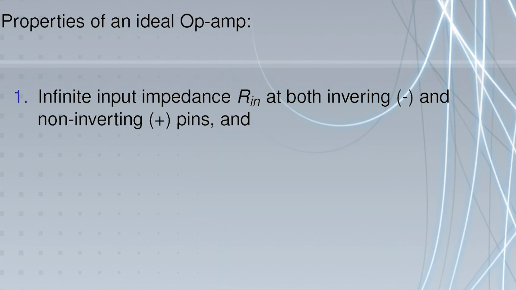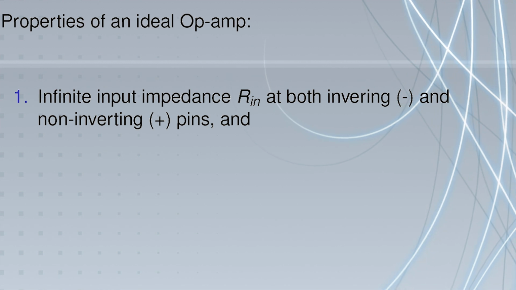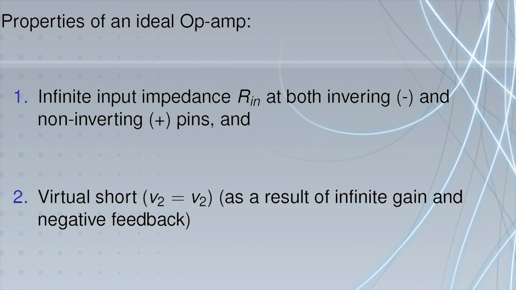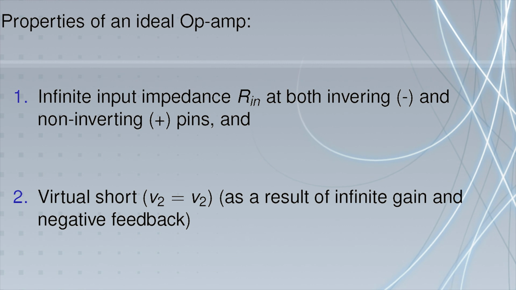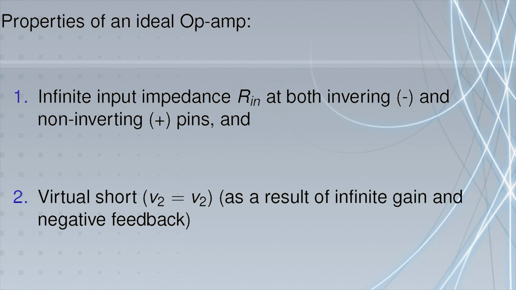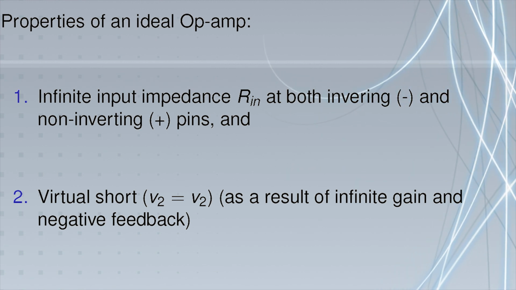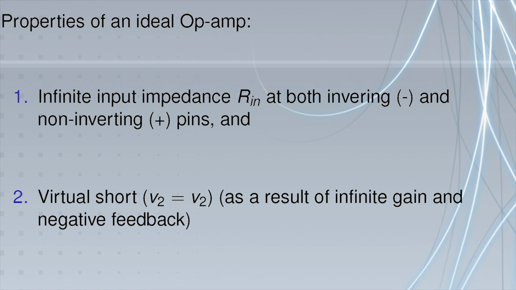2, you need to know some basic rules about ideal op-amps. There are 2 rules. 1, there is no current going into the inverting or the non-inverting pin. And 2, there is a virtual short between the inverting and the non-inverting pin. That means the voltages at the inverting and non-inverting pin will always be equal, but there won't be any current flowing between them. So we will build all the circuits today using this basic knowledge.